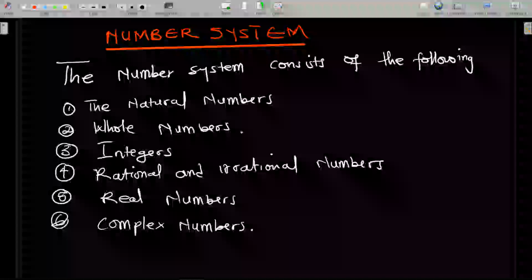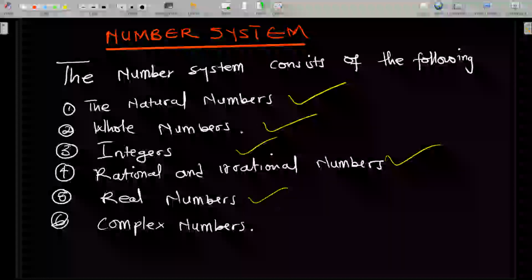Number system. When you talk about number system, it contains all the possible numbers that have been discovered already. First of all, I will start with natural numbers, whole numbers, integers, rational and irrational numbers, then real numbers, and the last one is the complex numbers. With these complex numbers, we'll talk about it in detail in our subsequent lessons.